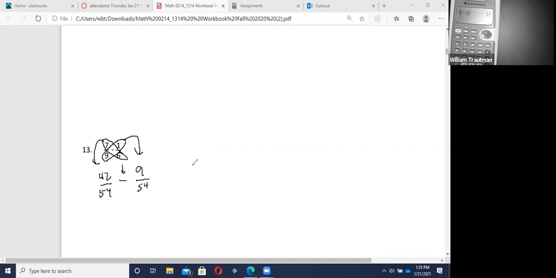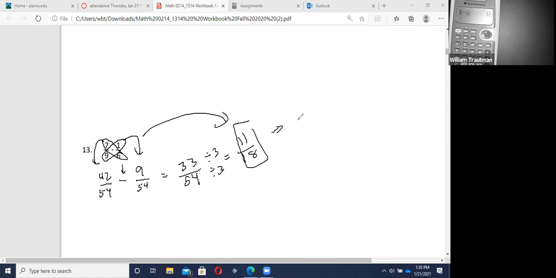It says to subtract them. So just subtract the tops. 42 minus 9 is 33. Do not touch the bottom. When the bottoms are the same, you don't touch them. And these both divide by 3, if I'm not mistaken. I get 11 here. 54 divided by 3 is 18. There we go. So when you put 7/9 minus 1/6, you should get 11/18. If you wanted to change it to a mixed number, you would get 1 and 3/8.